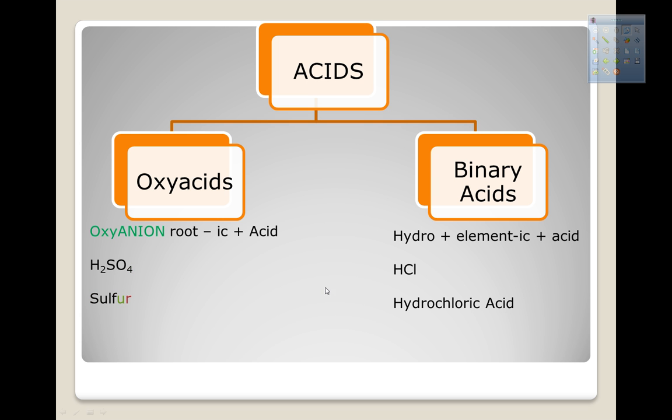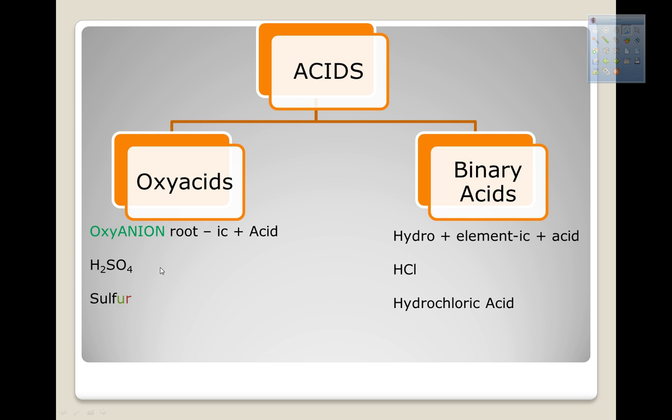Oxyacids. When you have oxygen as a polyatomic ion, what element does this start with? Okay, so oxyanion, you take the root, you add ic and acid, you're done. When I say root, though, you're going to have to change it sometimes. You're going to have to drop the ending of the root.